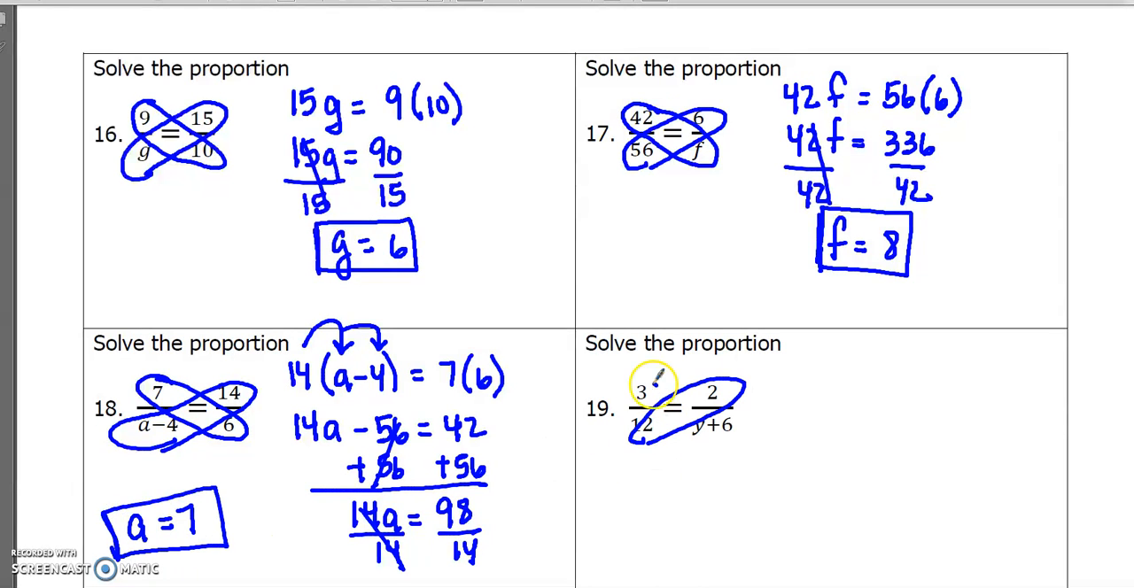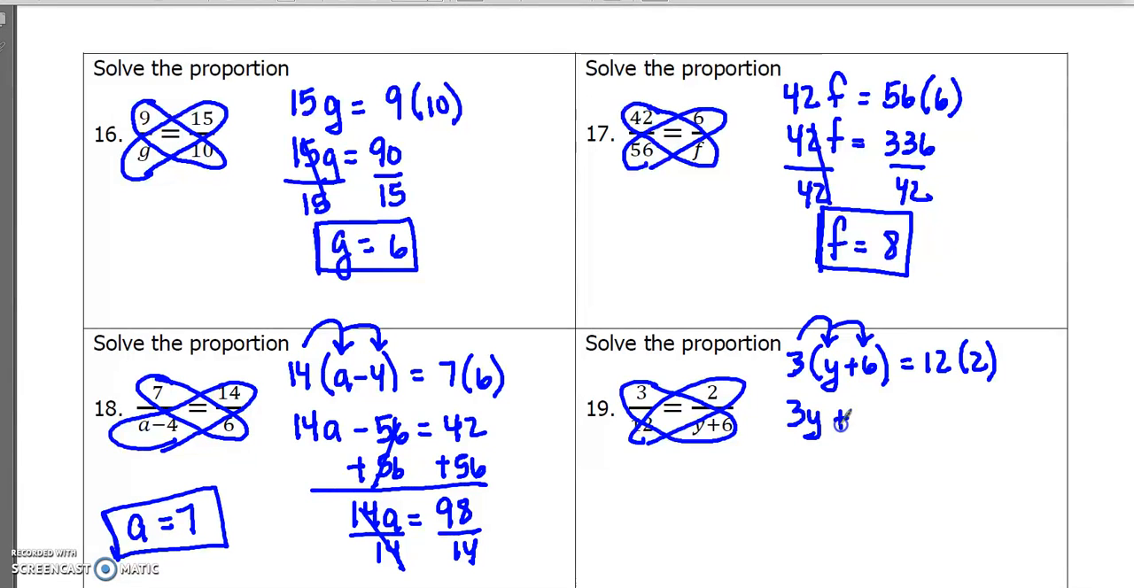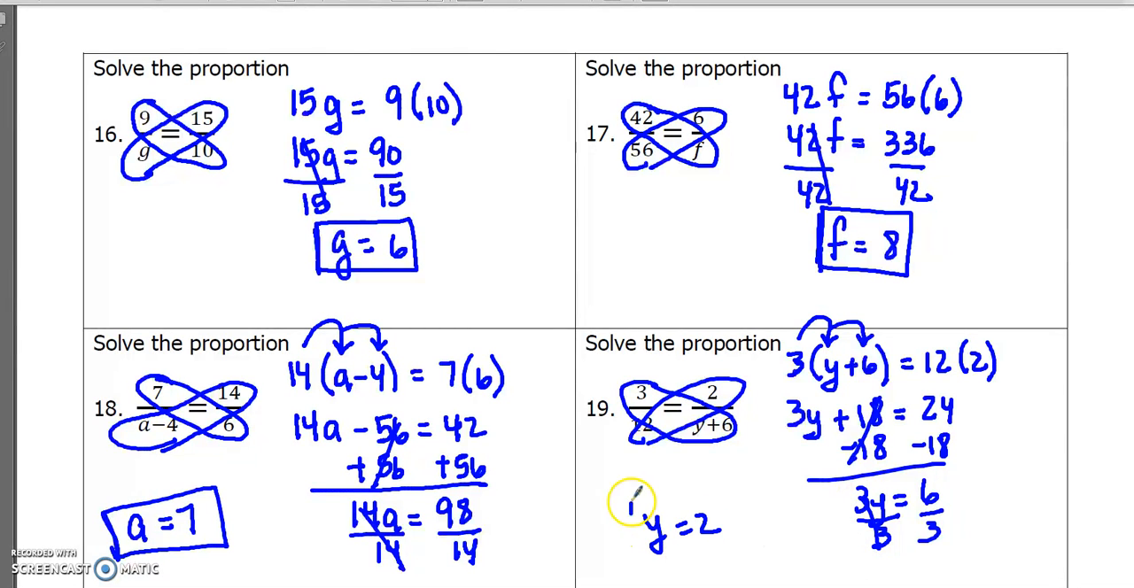One more. Cross multiply. 3 times y plus 6 equals 12 times 2. Again, I need to distribute because I have more than one term inside my parentheses. So I've got 3y plus 18 equals 24. Subtract the 18 on both sides. That leaves me 3y equals 6. Divide by 3. And that leaves me y equals 2.